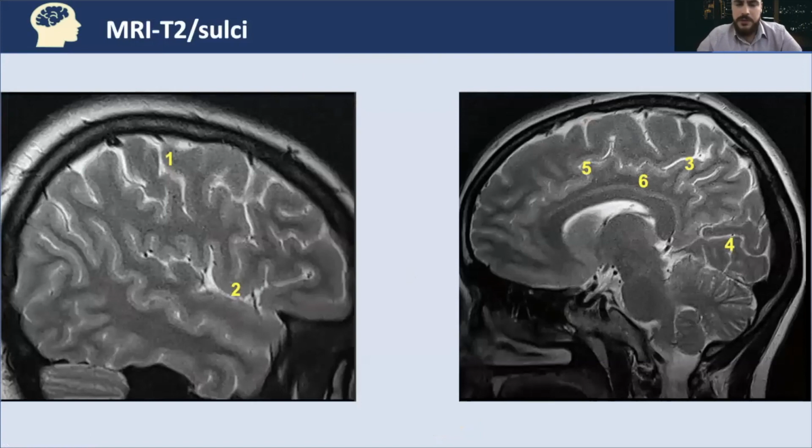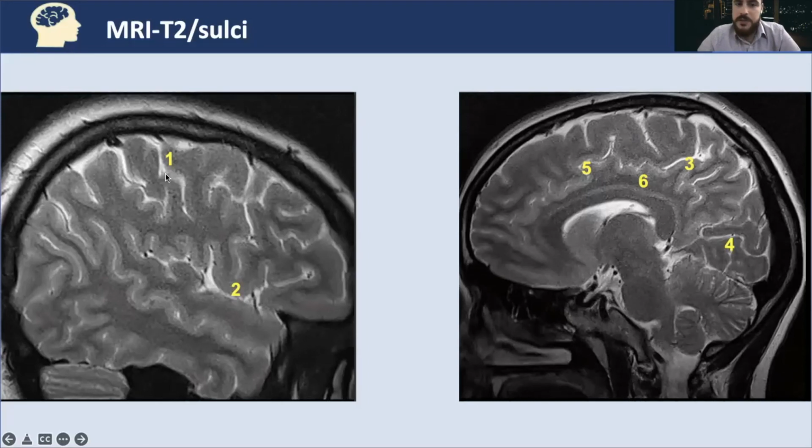Now let's see a few radiological images about this anatomy of the surface of the cerebrum. This is a T2 weighted imaging, MRI. This is a sagittal section imaging. How I know this is a T2, because we can see the CSF filled spaces or sulci are colored in white. So it is a T2.